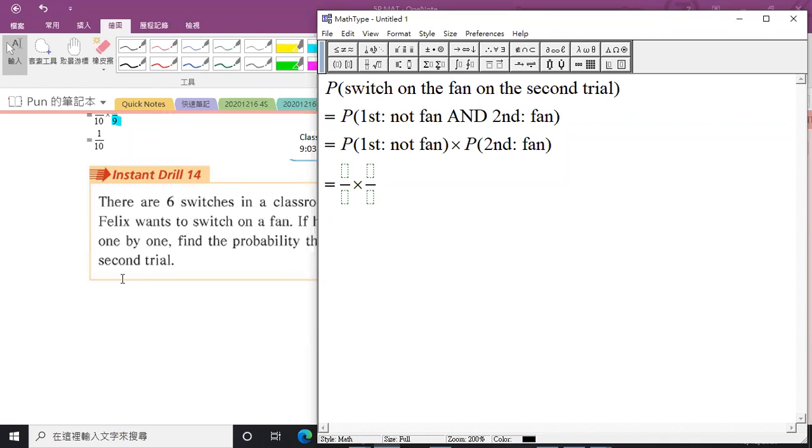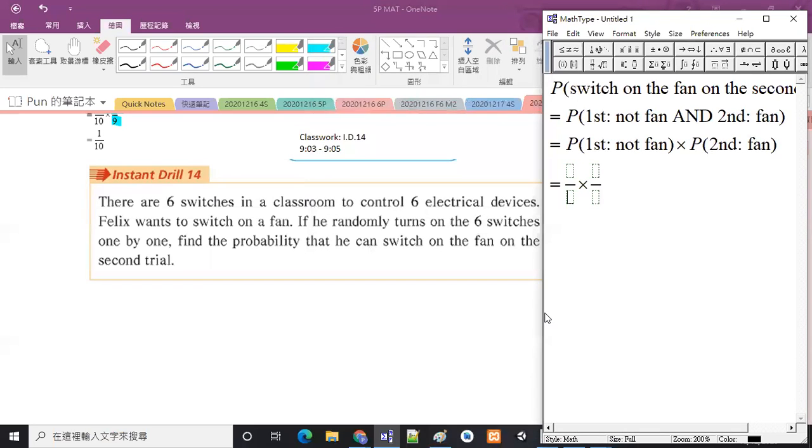For the first trial, how many options do we have? So there are 6 switches in a classroom, okay? So we can choose any one out of the 6 switches, right? But among the 6 options, how many of them are not controlling the fan? So I think normally there will be just one switch which is controlling the fan, right? Which means that the other 5 will not be controlling the fan. So that should be 5 out of 6, which is not fan.